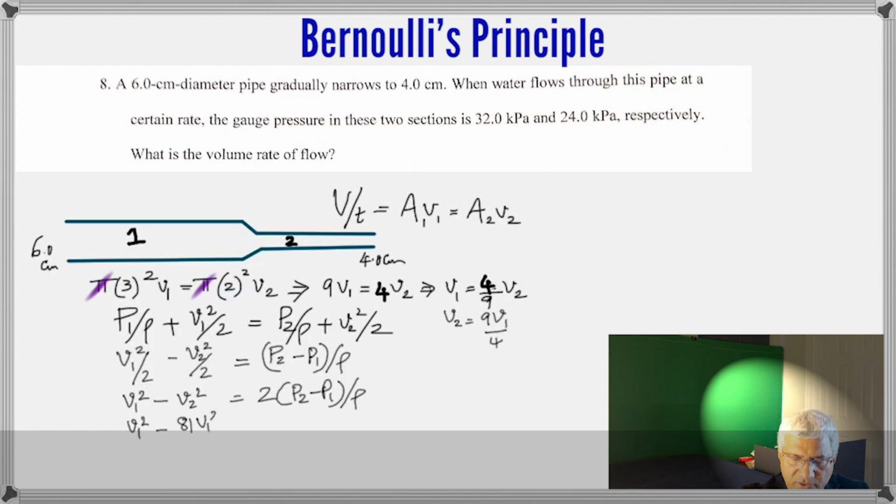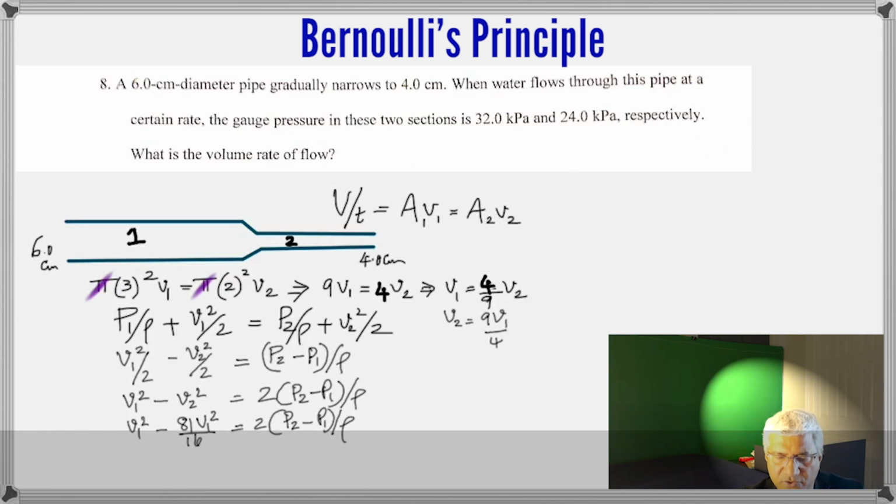And I just did V2 is 9 V1 by 4 because I want to substitute for V2. So look at that. Since we have V2 squared here, I had to square that. So 9 squared is 81, 4 squared is 16. That's how I got that. And on the right side, it's 2 times P2 minus P1 by rho. So there's only V1 here now.